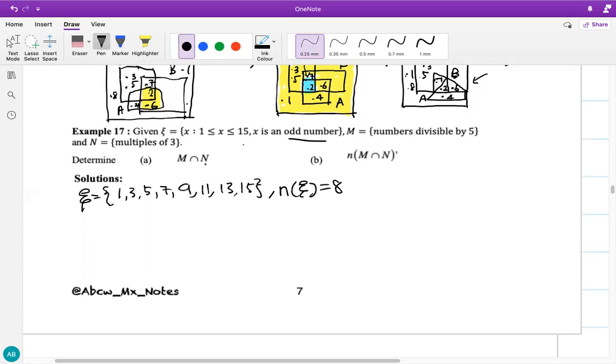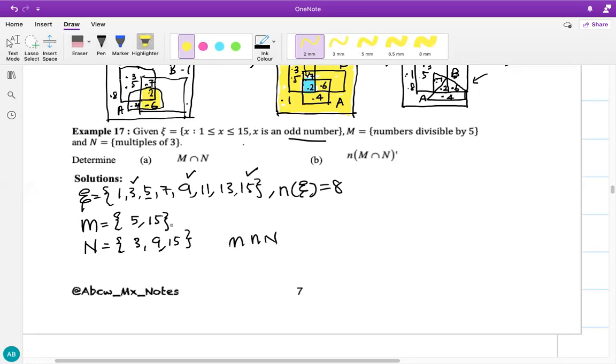Okay. Then m intersect n. So what is m? M is the numbers from the universal set divisible by 5. That means 5 and 15. Right? Then n is a multiple of 3. From here, multiples of 3 are 3, 9, and 15. So what is m intersect n? So if I use a highlighter, it will be 15.